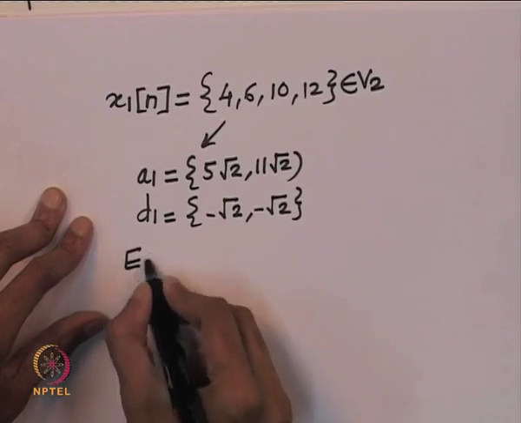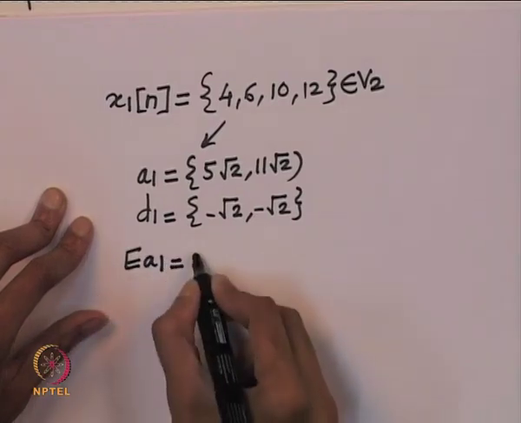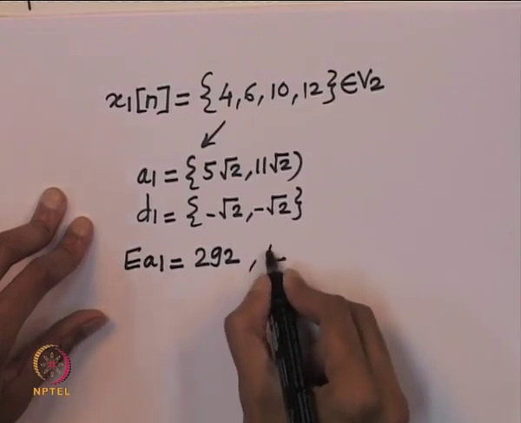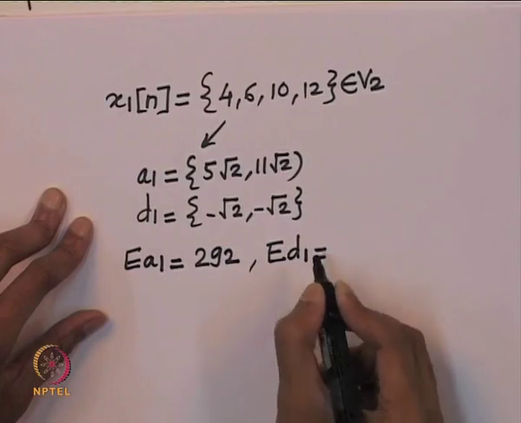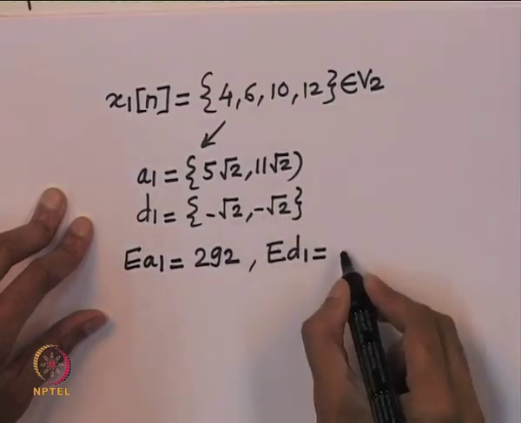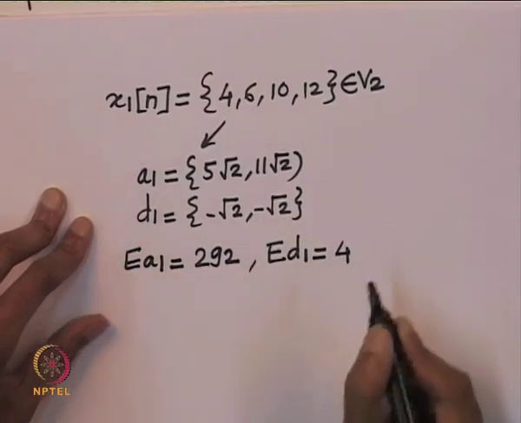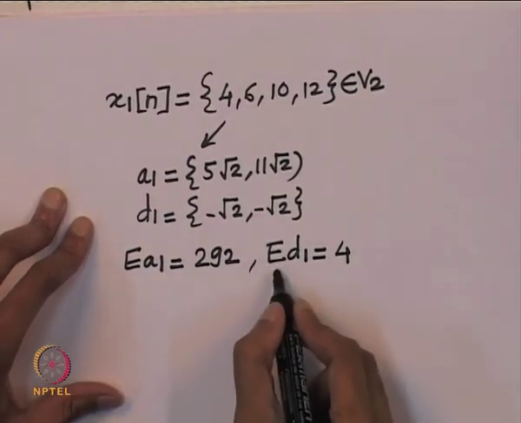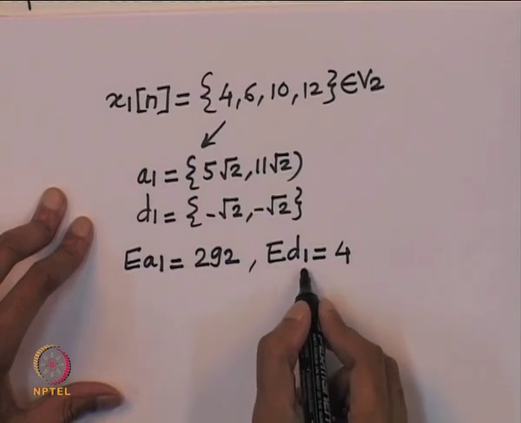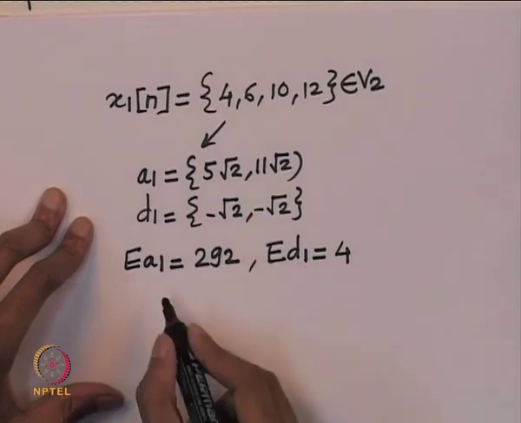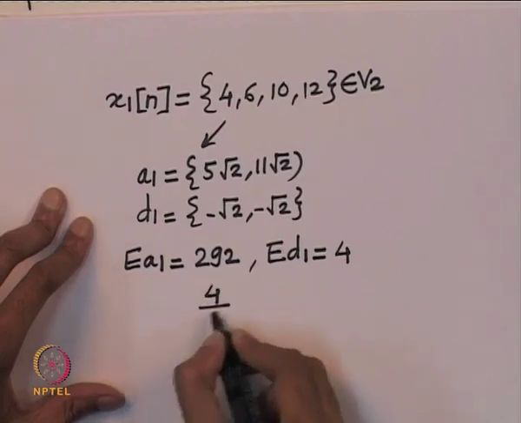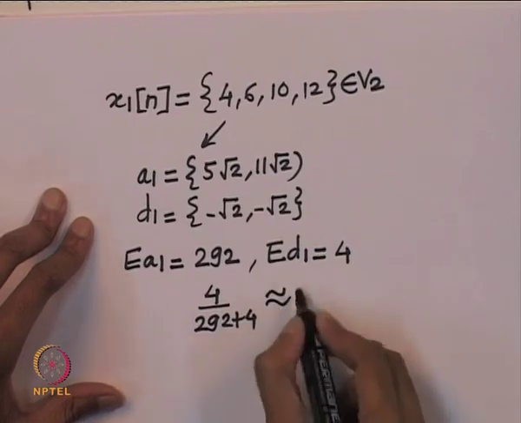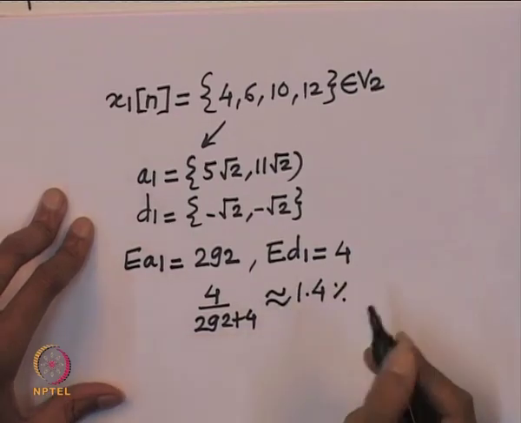And now, if I calculate E of A1, it comes out to be 292. And if I calculate the energy stored in details, it comes out to be 4 plus 2 plus 2, so basically 4. And now, if I want to calculate what is the percentage of energy stored in details with reference to the entire energy, then it boils down to 4 upon 292 plus 4. So, close to 1.4%.